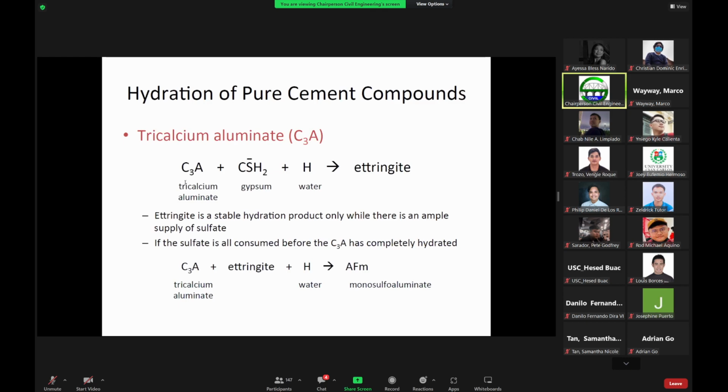So what happens if all the sulfate is consumed before your C3A has completely hydrated? So that means you have little gypsum, but you have a lot of C3A content in your cement. Then this ettringite will convert into another calcium sulfoaluminate hydrate, which contains less sulfate. So the second product formed from this unstable ettringite and your C3A is called your monosulfoaluminate. So this AFM, monosulfoaluminate.